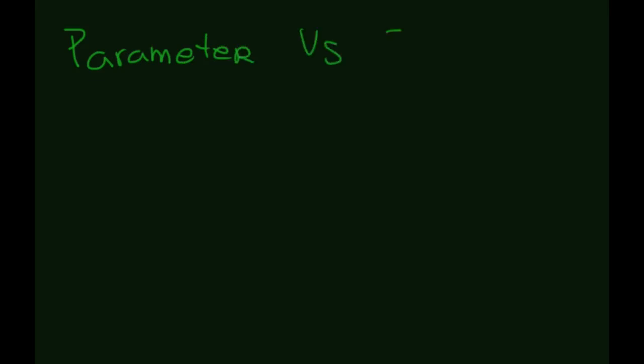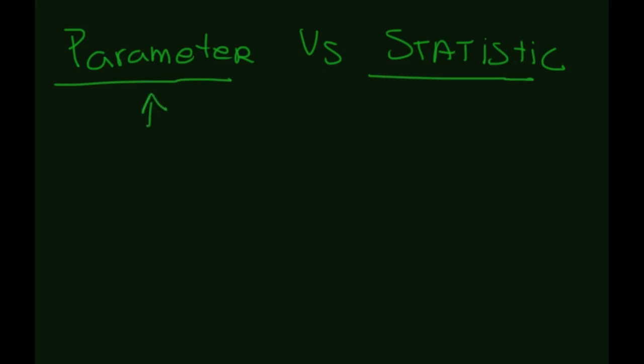Okay, so another major distinction here is the difference between a parameter and a statistic. So a parameter, by definition, is a numerical measurement describing some characteristic of a population. So when we have a parameter, we're talking about something that deals with the entire population.